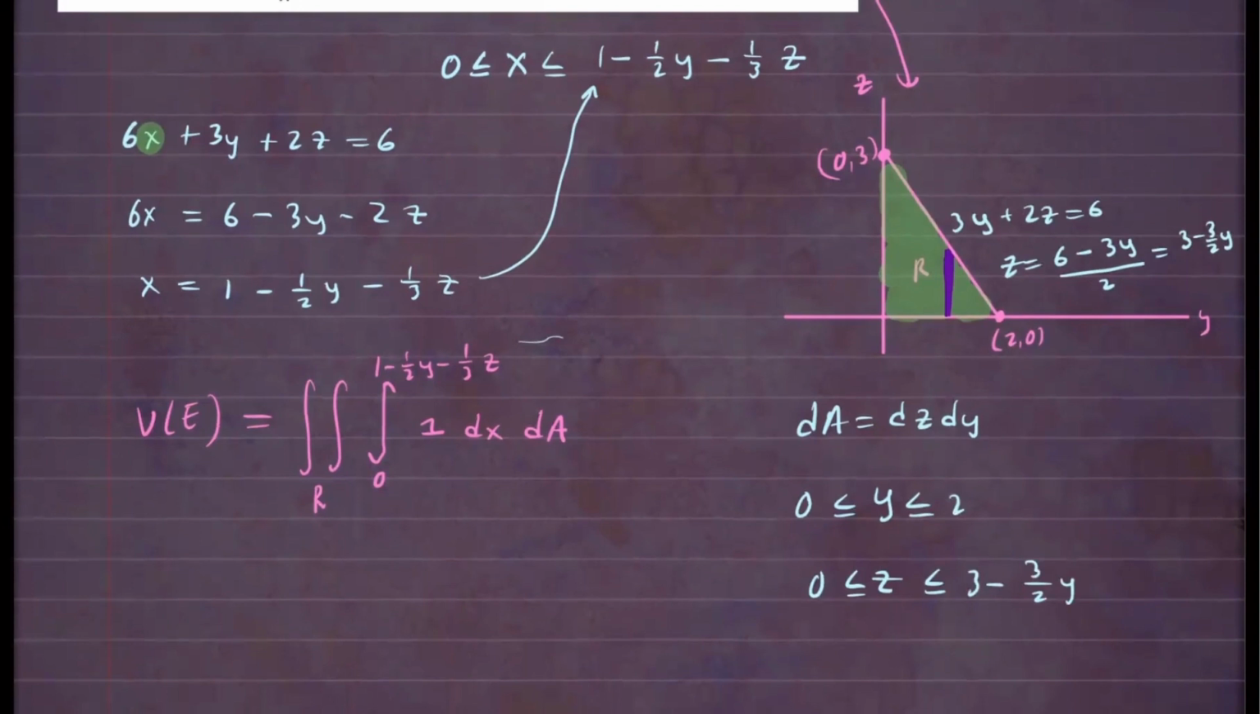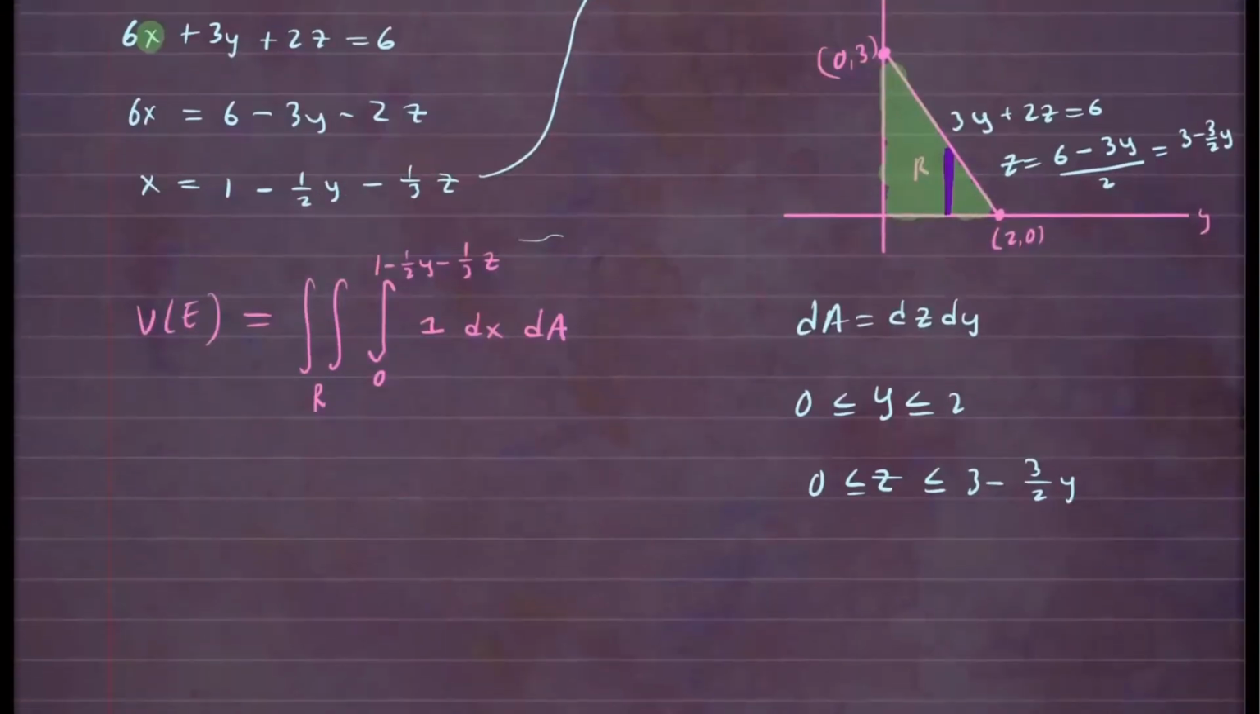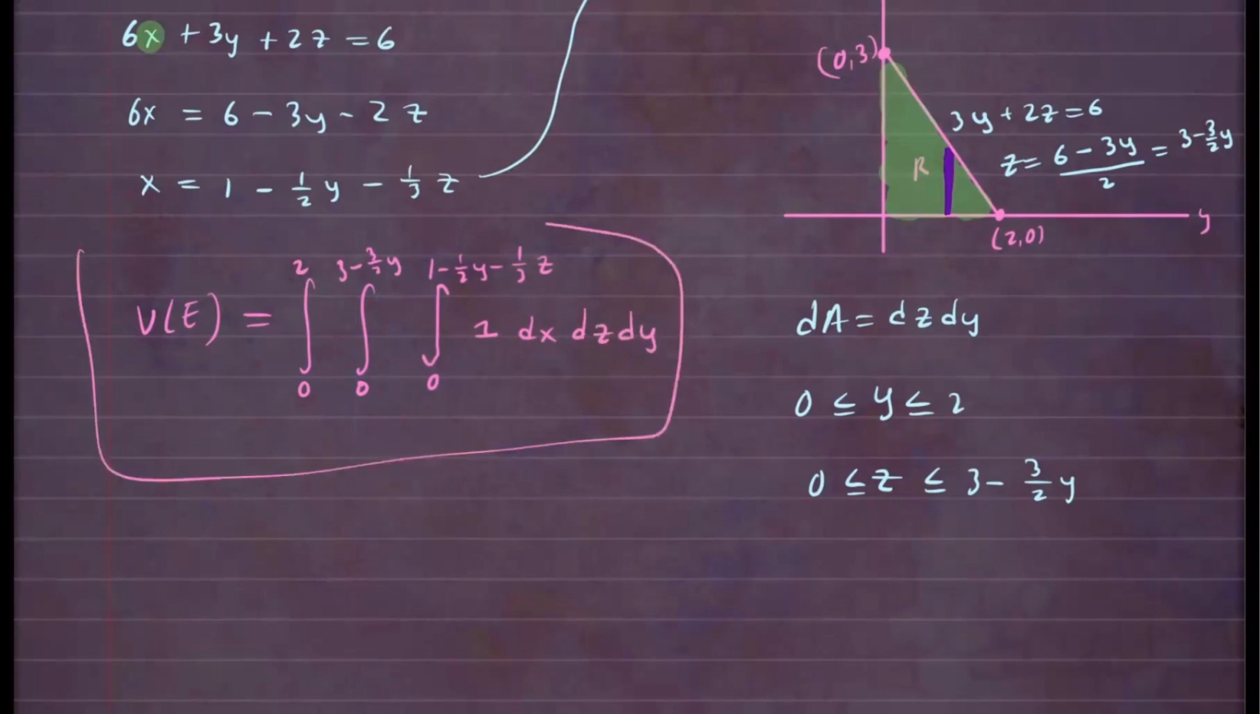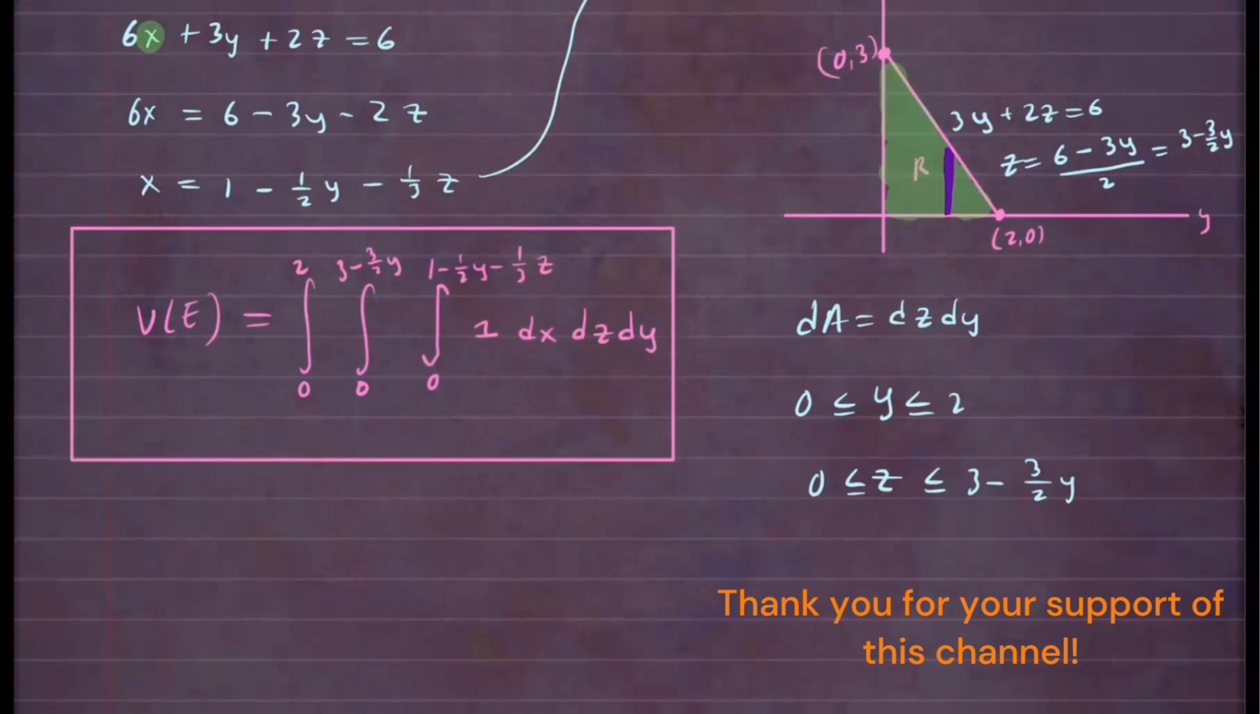All right, now we're ready to fill in our triple integral. Another way to set it up would be to set up these bounds. So we know now for R, we're doing z first and then y. So the bound on z will go from, like we said, 0 to the line 3 minus 3/2 y, and the bound on y will go from 0 to 2. So our dA, we now replace it with dz dy. So there you have another setup for that same solid in a different order.